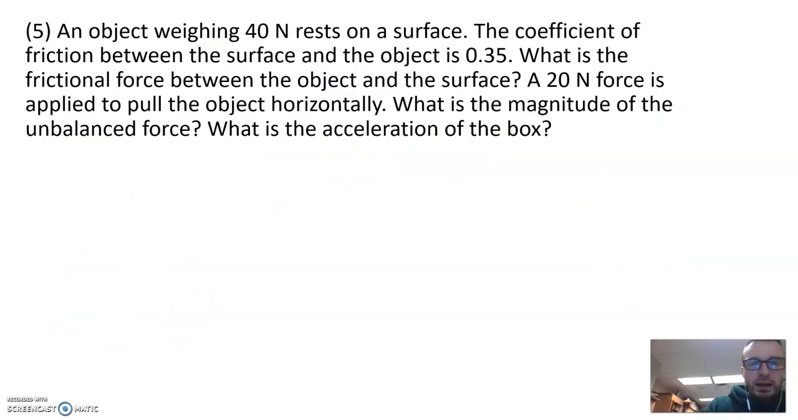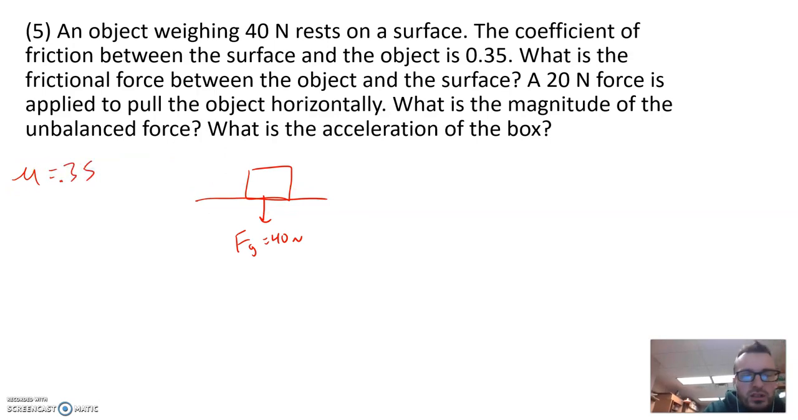All right, let's try this one. An object weighs 40 newtons. Wait, force of gravity, there it is. All right, so there it is right there. And the coefficient of friction, I'm going to write that on my list of knowns over here, is 0.35. What is the frictional force between the object and the surface?